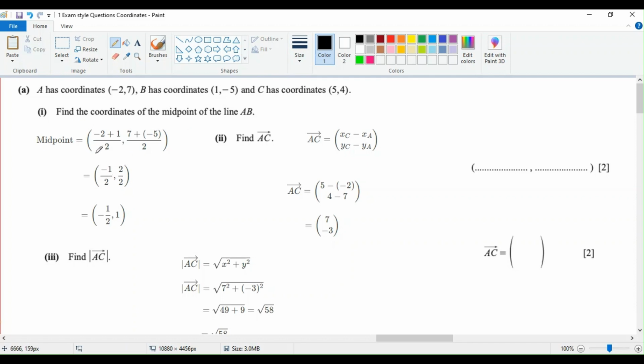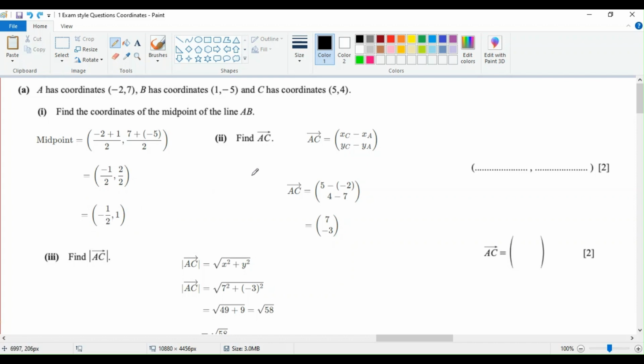Finding the midpoint is not that difficult for you, since I have already explained the method. (-2 plus 1) over 2 and (7 plus -5) over 2. So this gives us (-1/2, 1). This is the midpoint of this line AB.